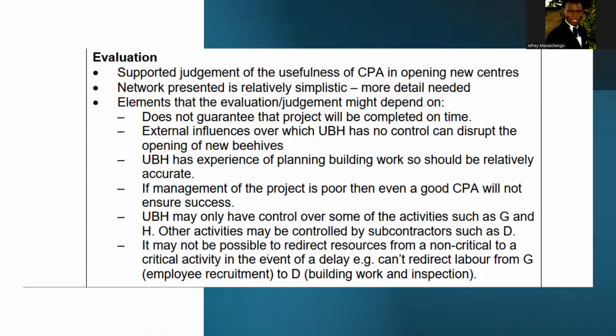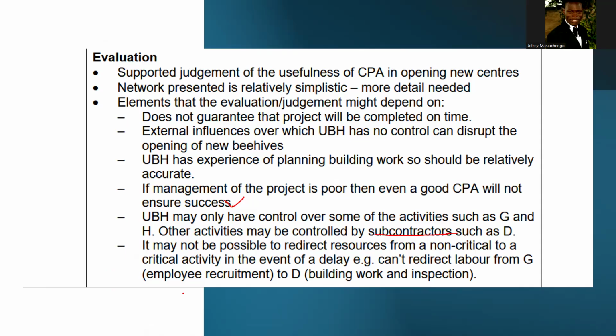I want you also to look into this: if management of the project is poor, then even a good CPA will not ensure success. It's obvious. But the last part, I want you to remember that UBA may only have control over some of the activities, such as G and H. Other activities may be controlled by subcontractors. When activities are controlled by subcontractors, for example activity D, it may be difficult to control them. The responsibility is not on us. So even if we have a good CPA, subcontractors may let the company down.